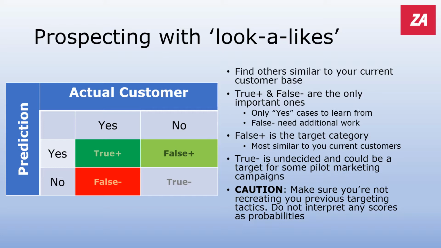You need to be very careful, so a big caution on this, that you're not recreating your previous targeting tactics, because your customer base is built up out of the selections and the decisions you made in the past to actually make offers to companies. And the other thing that you need to be aware of is that this model does not give you any probabilities. So the outcome is not a probability that somebody is going to be a customer. It is a score that indicates how much a company looks like your current customer base.